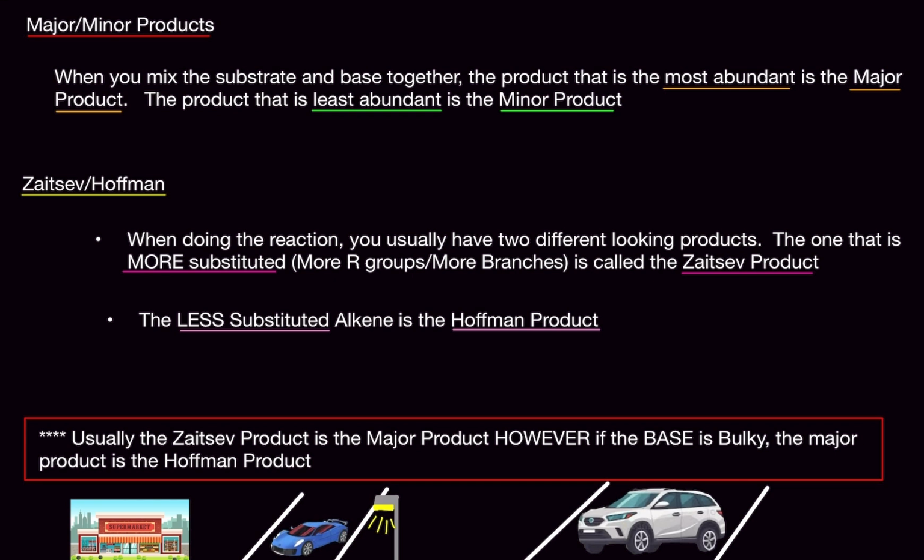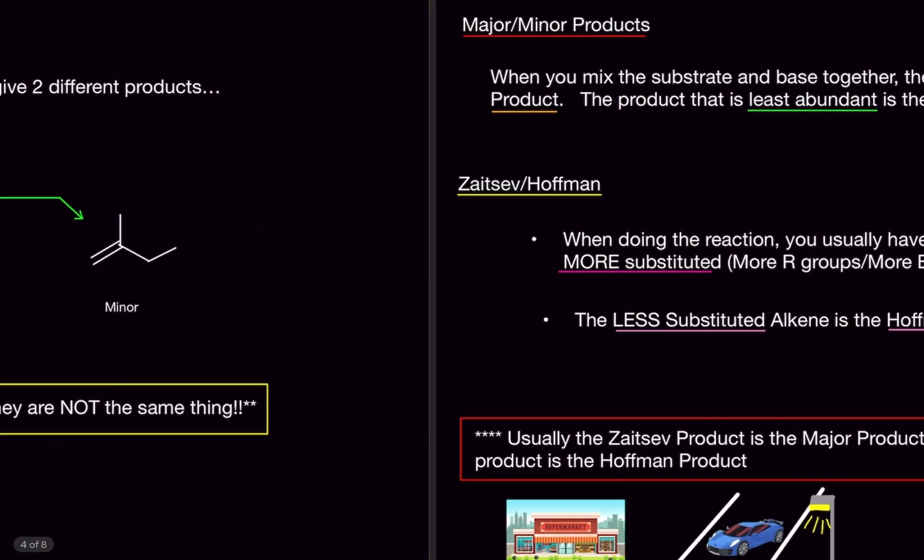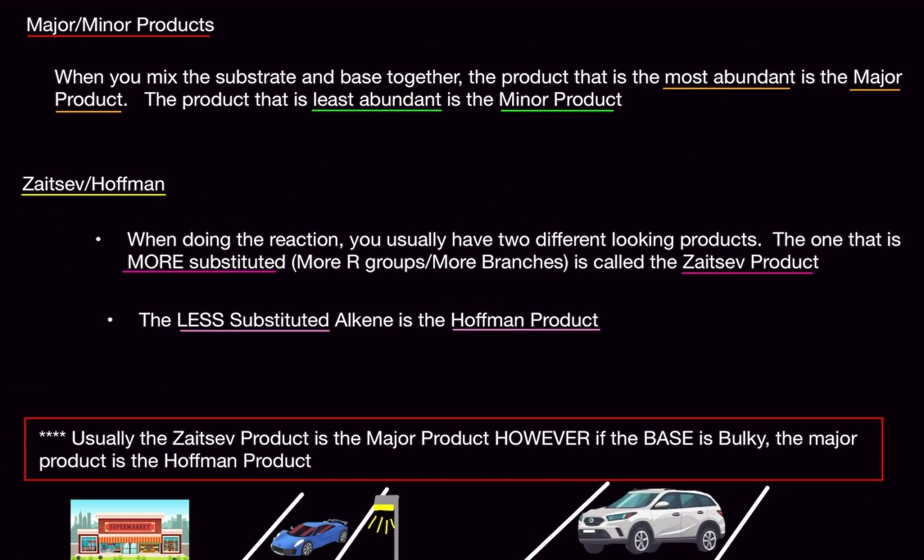Now, let's talk about Zaitsev and Hofmann. Basically, two guys that found this. When doing the reaction, you usually have two different looking products, right? Like this and like this. The one that is more substituted, in other words, the one that has more R groups or more branches attached to the alkene, is the Zaitsev product. The alkene that is less substituted is the Hofmann product, okay?